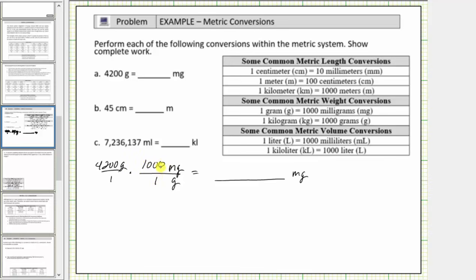divided by 1 gram. Notice how this fraction is equal to 1, so we're not changing the value, we are only changing the units. Notice the units of grams simplify to 1, and we're left with 4,200 times 1,000 milligrams, which gives us 4,200,000 milligrams in 4,200 grams.